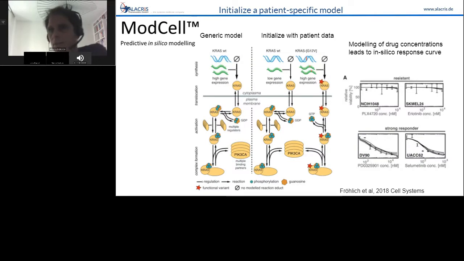So there's a generic model on the left, which is just a wild type cell. And on the right, you would initialize that with patient-specific data. So in this case, you would add a mutation, KRAS G12V, and you would put it in such an abundance corresponding to the variant allele frequency in the RNA-seq, so that you have the wild type and the mutant. And then this is modeled, as a cancer cell, and then as a cancer cell plus some drugs and some drug concentrations, so that you would, at the end, get an in silico response curve, which is shown on the right, together with an IC50 value to identify drugs for which it might be resistant in this particular patient-specific cancer cell, or it might be a responder.